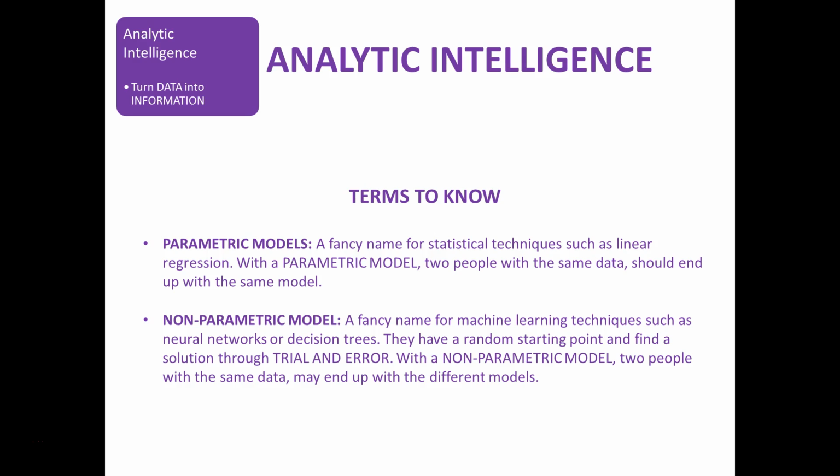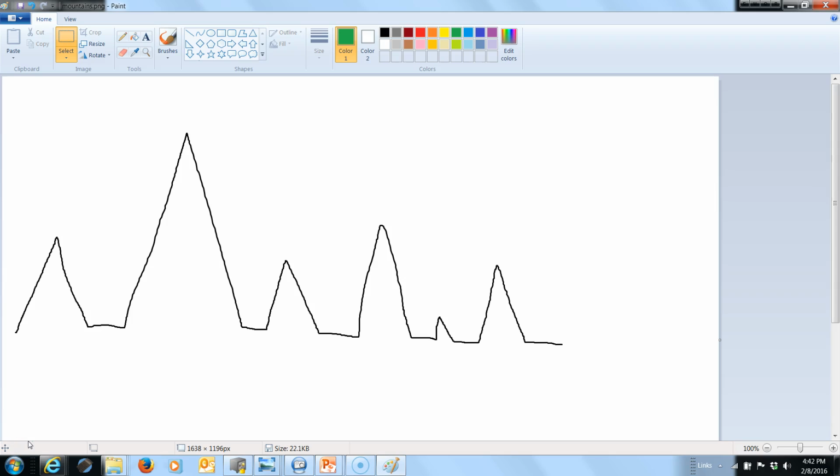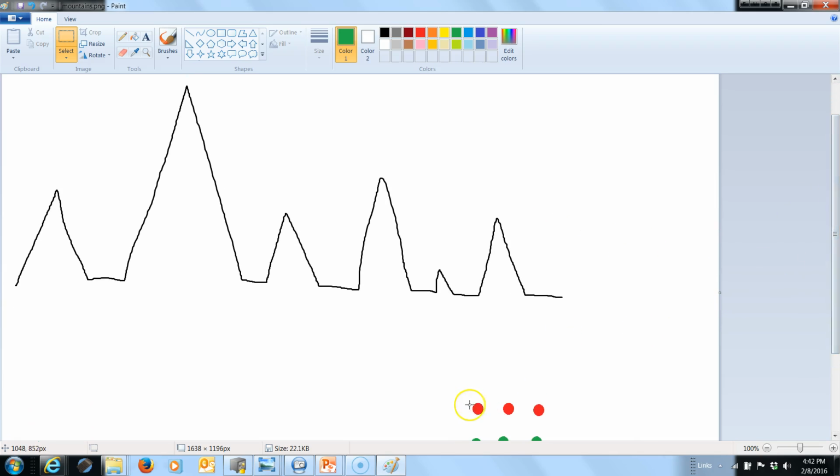To explain the difference between these two, I'm going to bring up Microsoft Paint to give an example. So right now, this squiggly line here, these are supposed to represent mountains. So let's pretend that you want to use a parametric technique to get up on a mountain. And so the job is to find the highest mountain in the world.